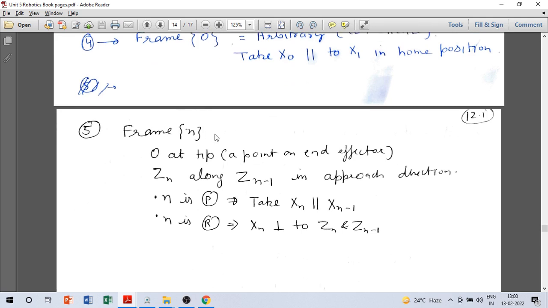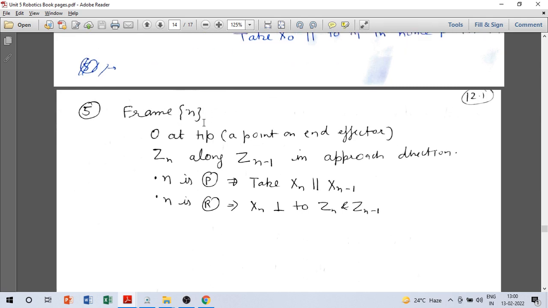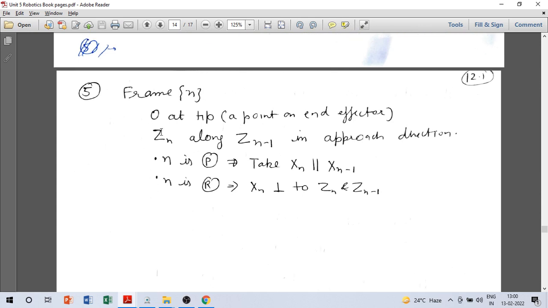And for frame n, which is at the end effector, these are the steps. Origin is taken at tip. Tip means a point on the end effector. Zn direction is taken along the direction Zn minus 1, because there is no axis n. Axes are labeled from 0 to n minus 1, so there is no axis n through which we can have Zn. So Zn is taken along Zn minus 1 in the approach direction.